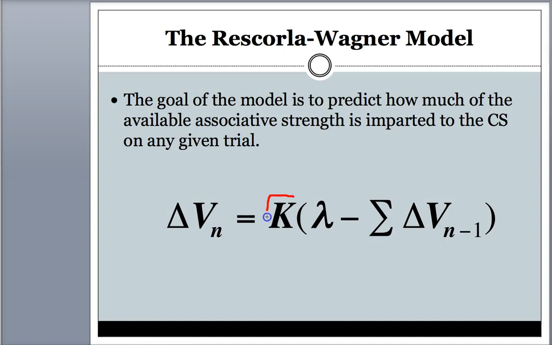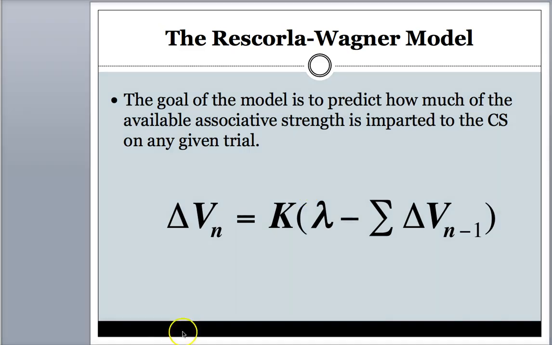The first thing that we have here is K. K is a constant and refers to the salience of the conditioned stimulus. The CS is what determines K. And remember, this is going to be a percent. It's how much of the remainder is learned on each trial. So K is a percentage of how much associative strength will be transferred on every trial of what's left to learn, and that's determined by the CS.